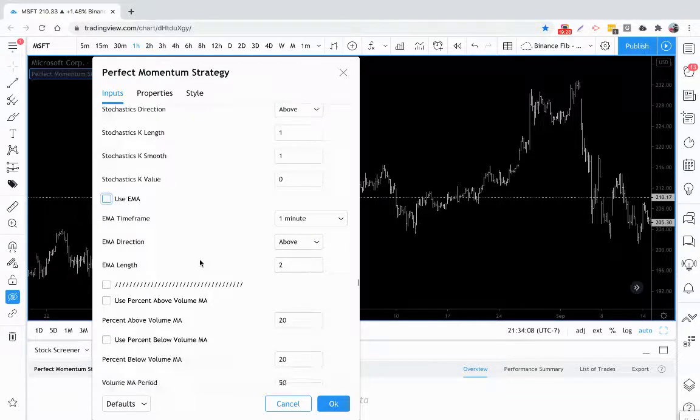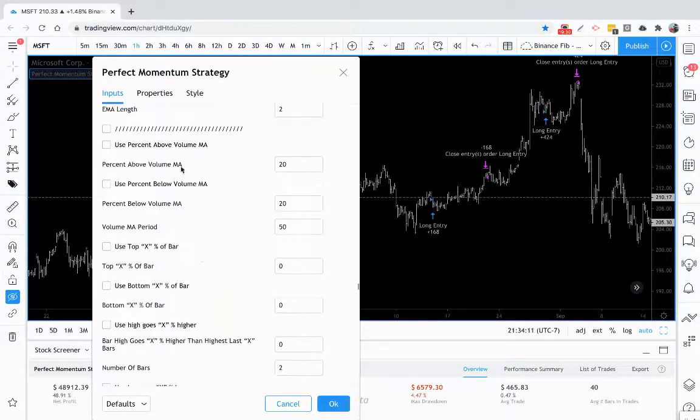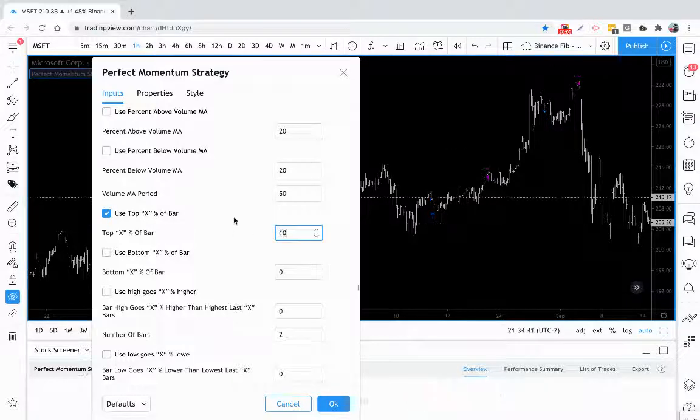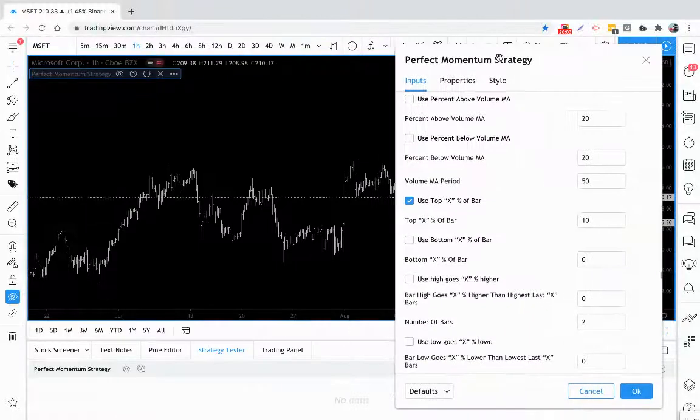To get even more complex and more advanced, you also have volume as an entry filter. So if you want to look for trades that are above or below a certain volume percentage above the volume moving average, you can do that here. So here, this is saying that the trade has to at least be 20% above the 50 volume moving average, then they can enter. You can also use price action. So if you want to look for trades that the bars close or the candles close within the top 10% of the bar, you can look for that condition as an entry filter.